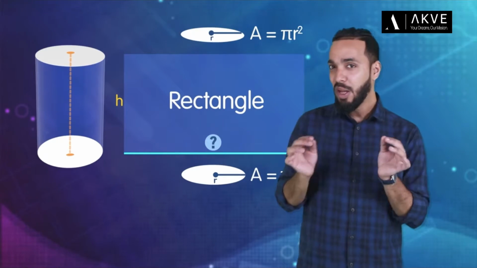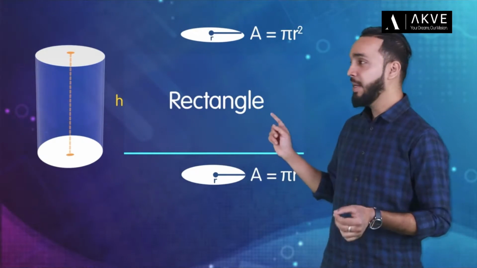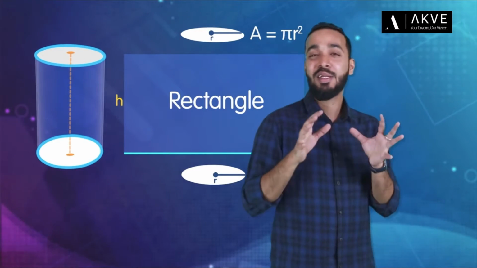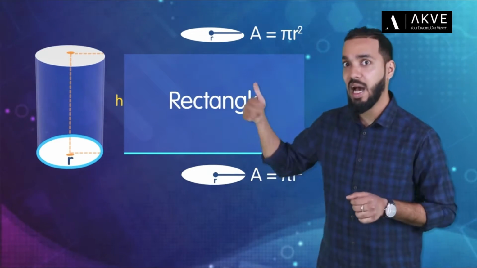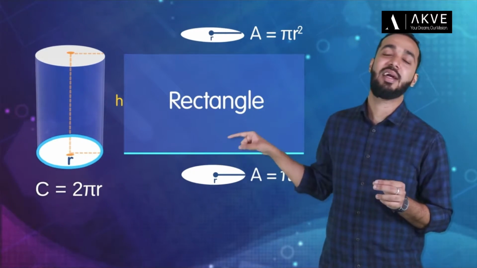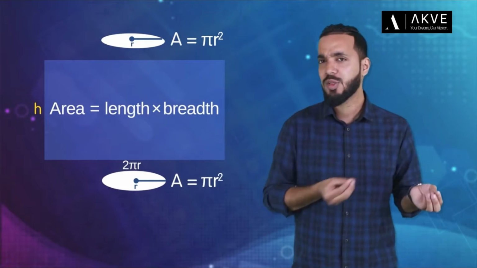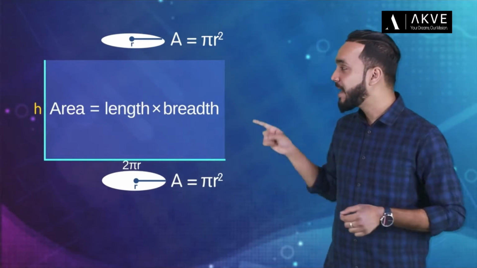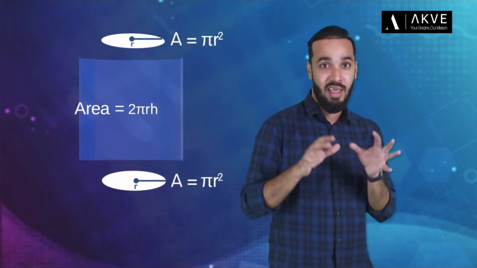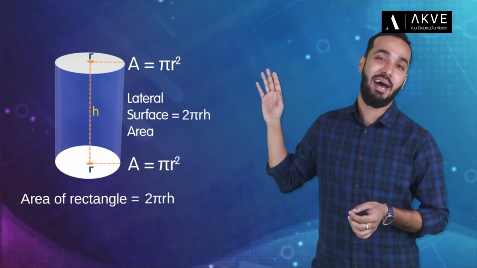Pay attention. When we take the lateral surface and roll it back to how it was earlier, we'll see that this other side is the same as the circumference of each of the bases. So, if a circle has a radius r, then its circumference is 2 pi r. So, the other side of this rectangle is also 2 pi r. Then, the area of this rectangle will just be the product of these two sides. That is h into 2 pi r, which gives us 2 pi r h. In other words, the lateral surface area is 2 pi r h.